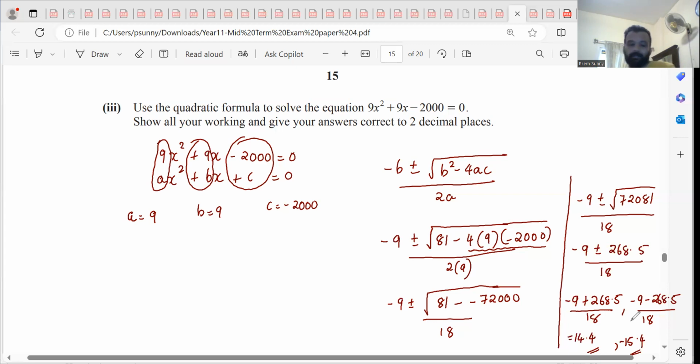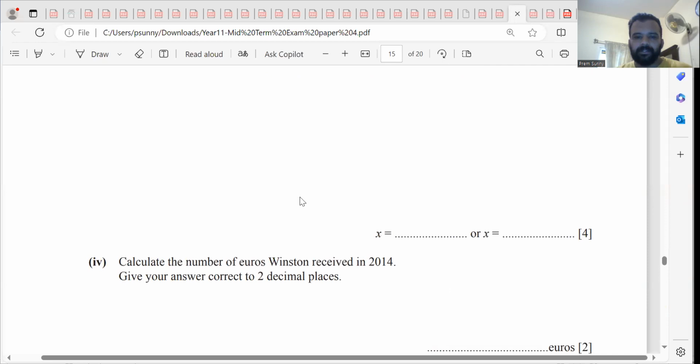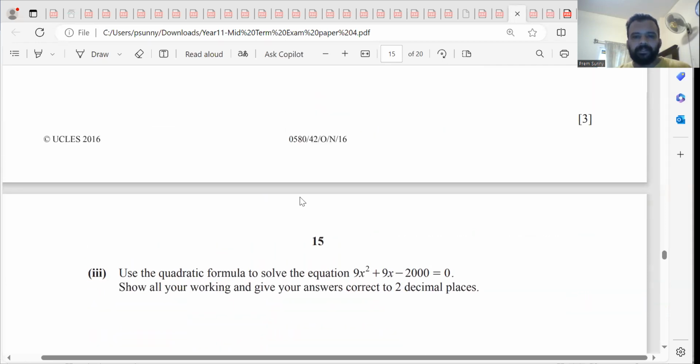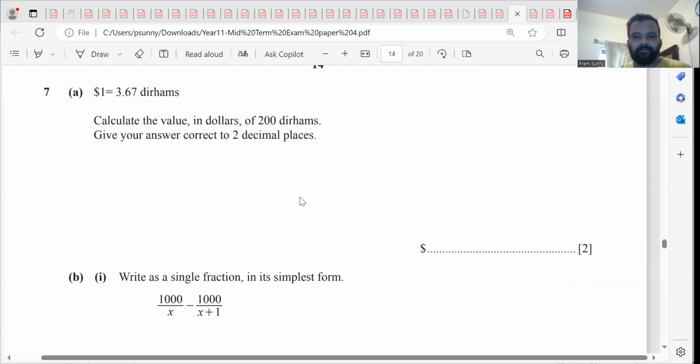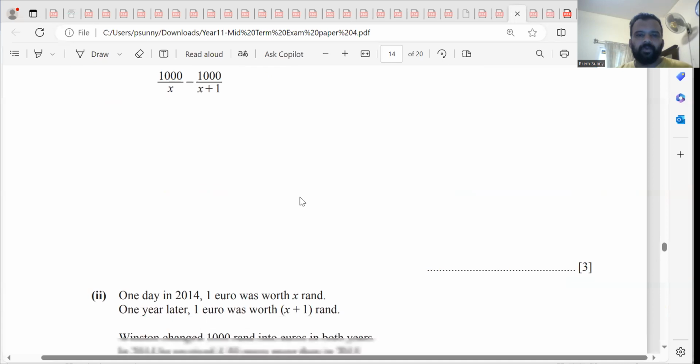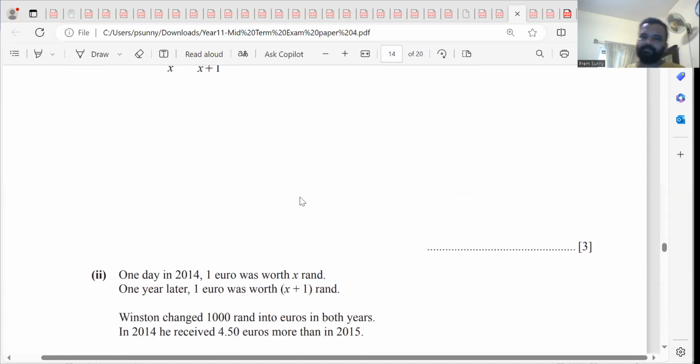So this was a paper 4 question. Now let's check how many marks we would get. We are getting all these answers correct: 4 plus 3, 7, 10, 12. So it was a 12-mark question.